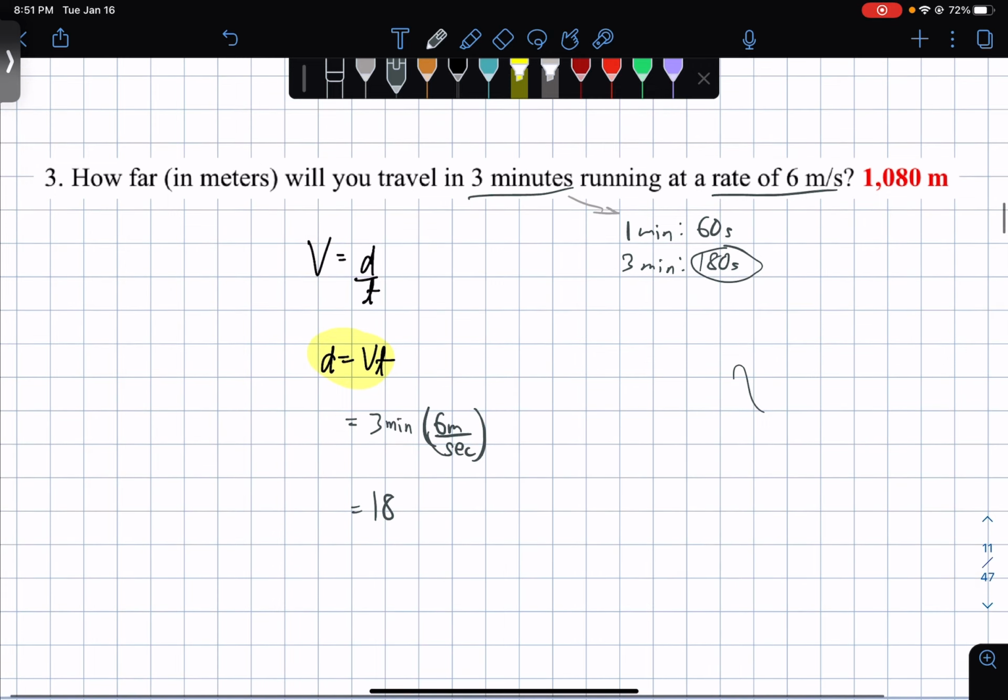So back to where we are, you cannot cancel the minute and second units. So you have to convert minutes to seconds, which you have already done. It's 180 seconds. So cancel the second unit, and we have 180 times 6. So 180 times 5 is 900, and then plus 180, that's 1080. As you can see, the answer is already here, but yeah, we found the same answer anyways.